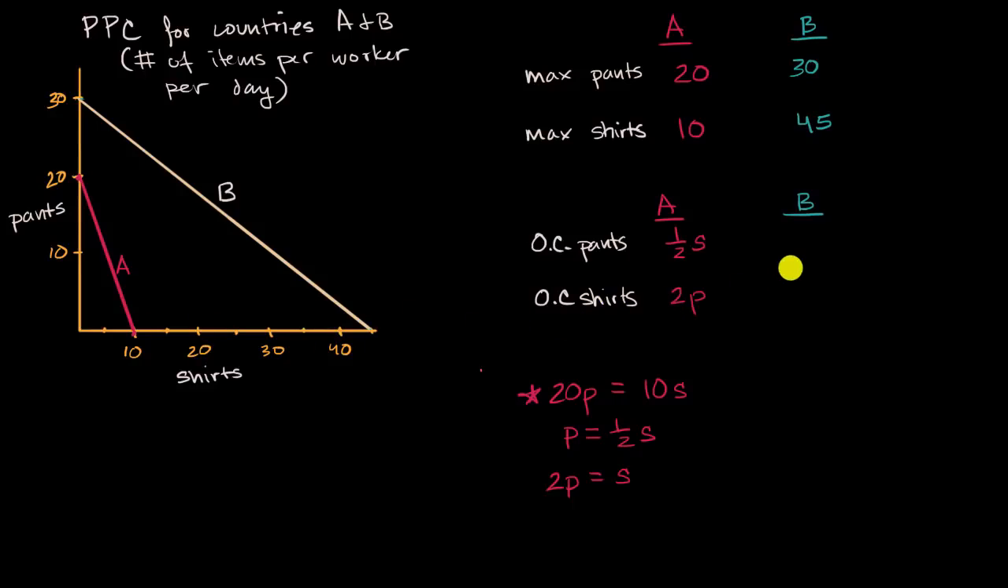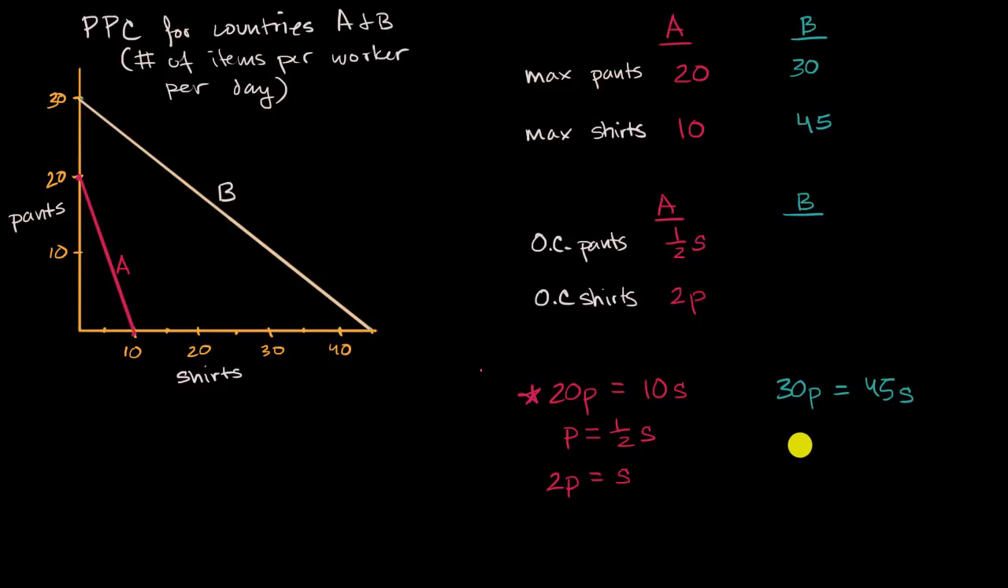Now let's also fill it out for country B. And if you haven't done so already, try to use the same method to fill the opportunity cost for pants and shirts for country B. Well, in country B, I could put all of my energy into pants and produce 30 pants. Or all of my energy into shirts and produce 45 shirts.